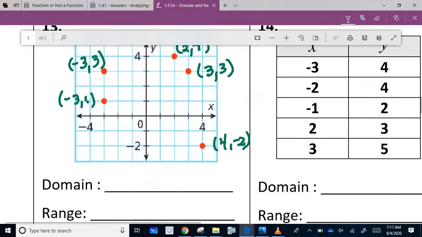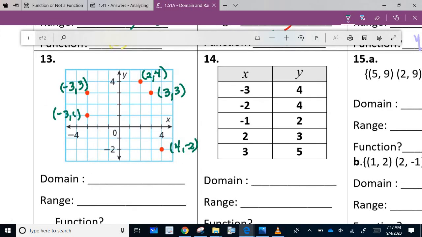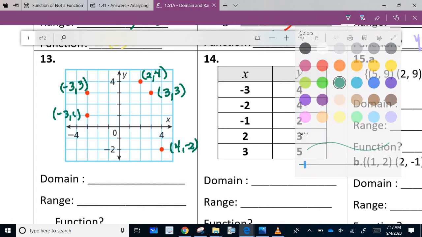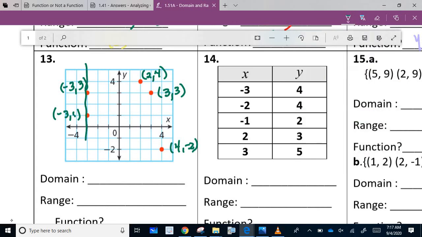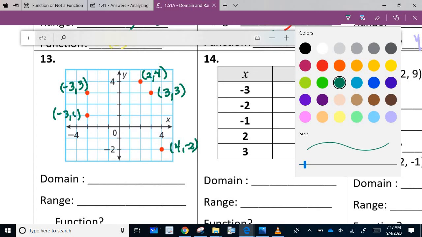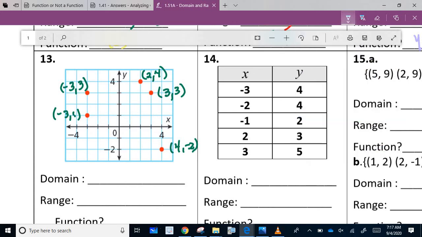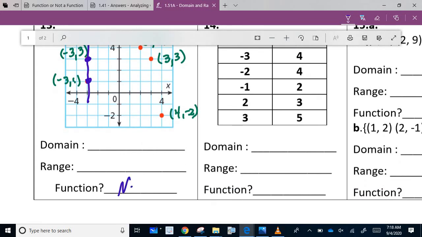Now, when I look at this, I'm going to check, is this a function? So I look at this and I see, when I draw a vertical line, it's going through this point, and let me change colors so it will show up. So here's this point here and this point here. I see that I have 2 points on one vertical line, so it is not a function.